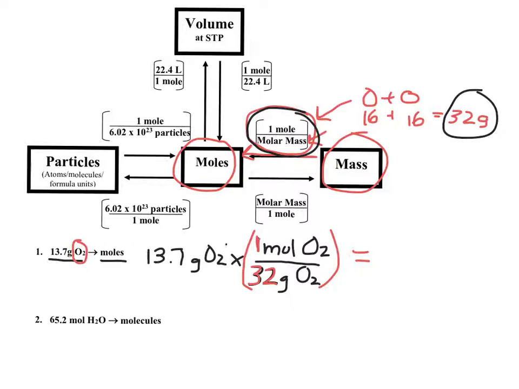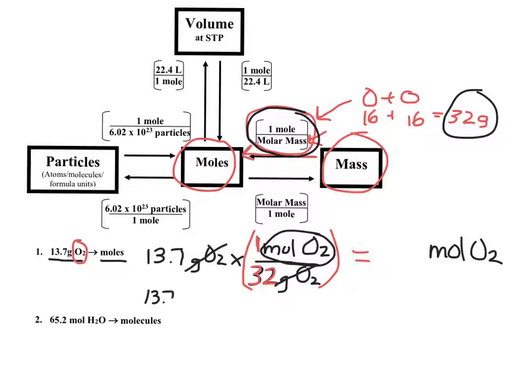But anyways, look at what happens naturally because of the map. Top grams of oxygen and bottom grams of oxygen are gone. You're now left with on top your moles of oxygen for your unit, which is what we wanted. And now we can just do our math problem.